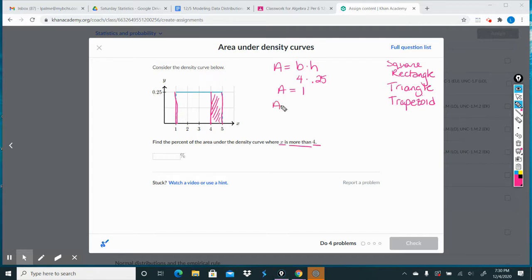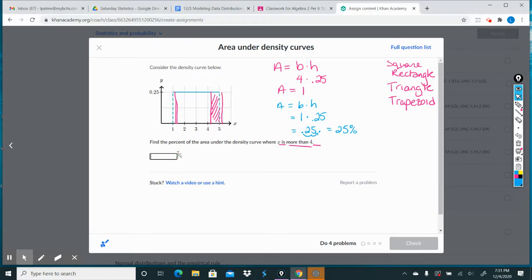So again, area equals base times height. And we know that the base here from 4 to 5 is 1, times the height, again, is still 0.25. So the area is 0.25. And when we change that to a percent, we move the decimal 2 spaces to the right, excuse me, and we get 25%. So we'll check that. And we'll go through one more problem.